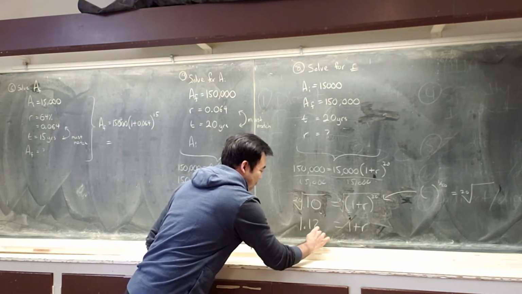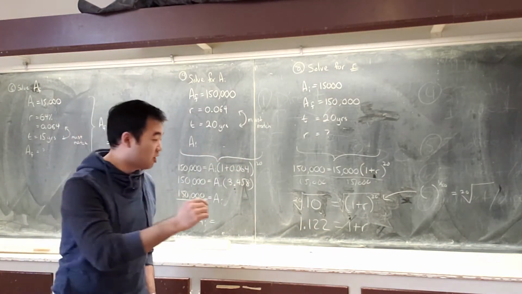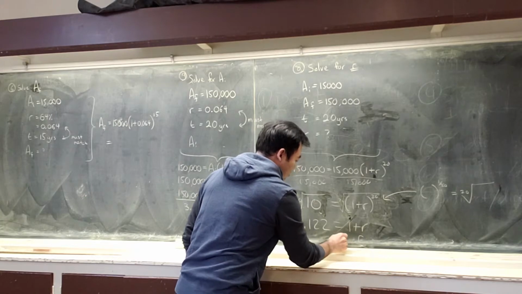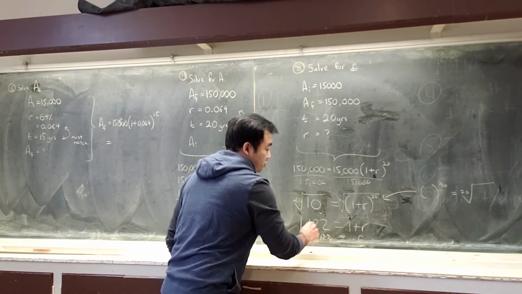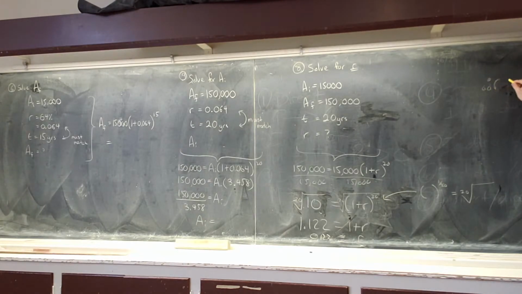1.122. Nice. You can just do that in your head. Subtract 1 from both sides. R is equal to 0.122. So if the rate is 0.122, what is that as a percentage? 12.2% a year, which is a pretty decent interest rate. Is it 0.122 or 12.2%? Okay?